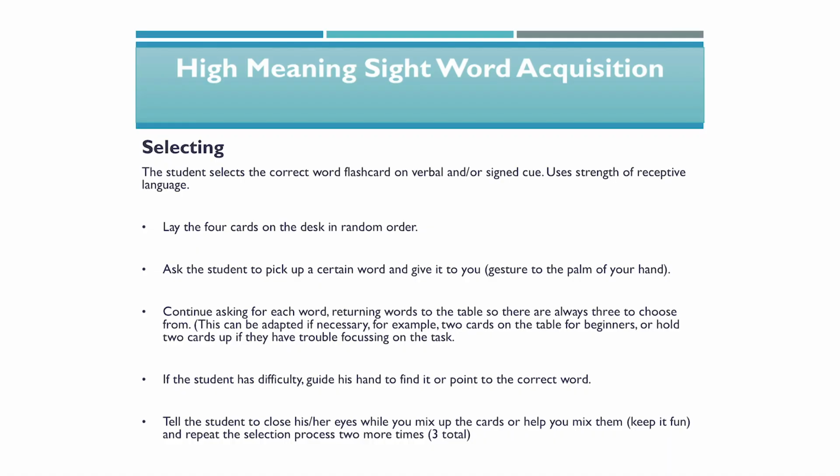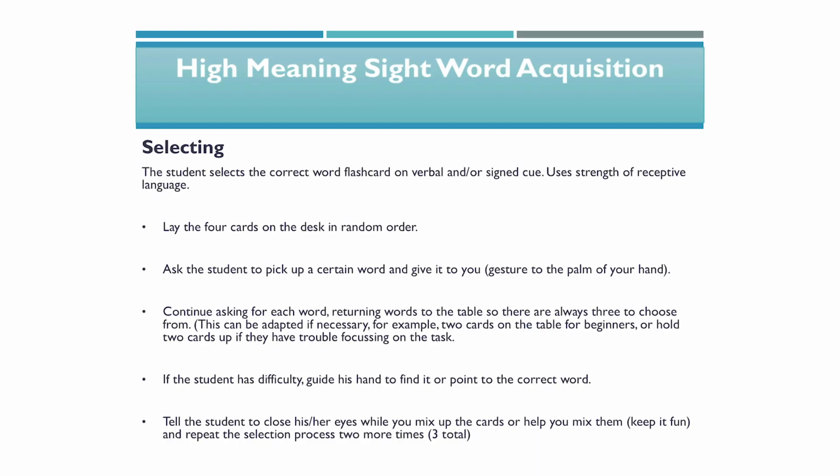So the next step is selecting. This is really a great thing for kids for their use of their receptive strength, because all they need to do is hear the word and then be able to pick it up instead of actually reading it. So this step is you put the cards down on the desk in random order. Ask the student to pick up a certain word and give it to you. So there's gesture, or like I said, we might use the puppet to ask them to feed it to the puppet. And then continue asking for each word, returning the words to the table, so there's always 3 to choose from.